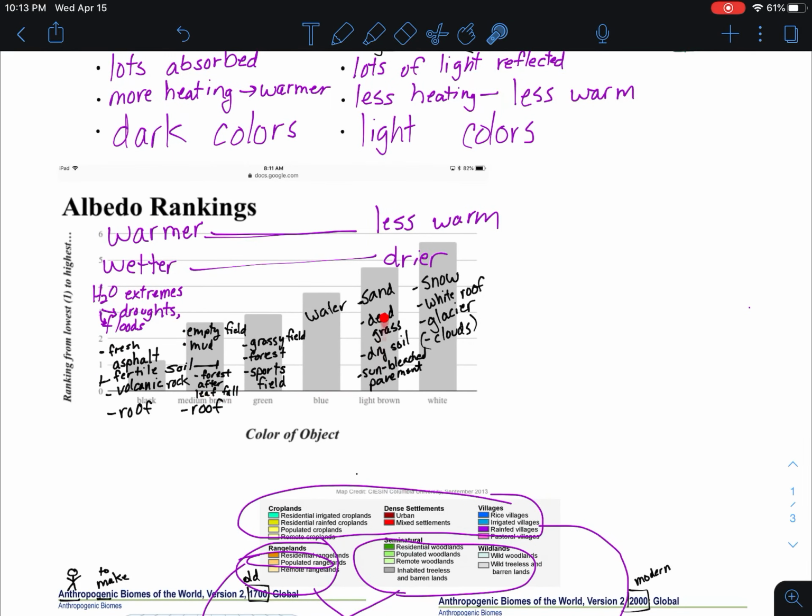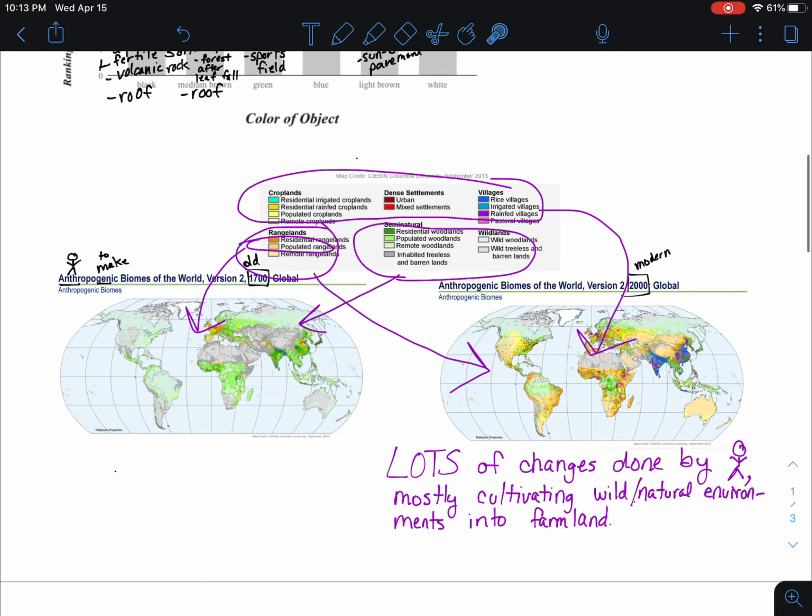Now, if you take the time, look through the notes to see what I said about the types of surfaces that go with all these different colors. Now, let's take a look at some information here about anthropogenic biomes of the world from the 1700s, so old, and the 2000s, modern. We've talked about the word anthropogenic so many times now, but we're talking about man-made biomes. So land surfaces on Earth that are what they are because of people.